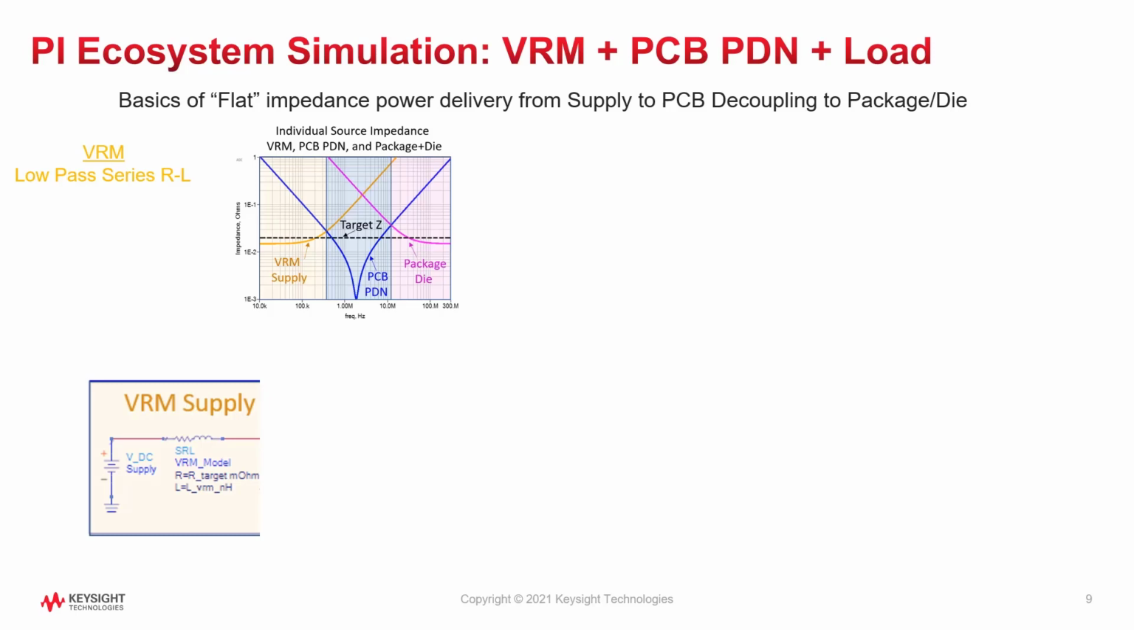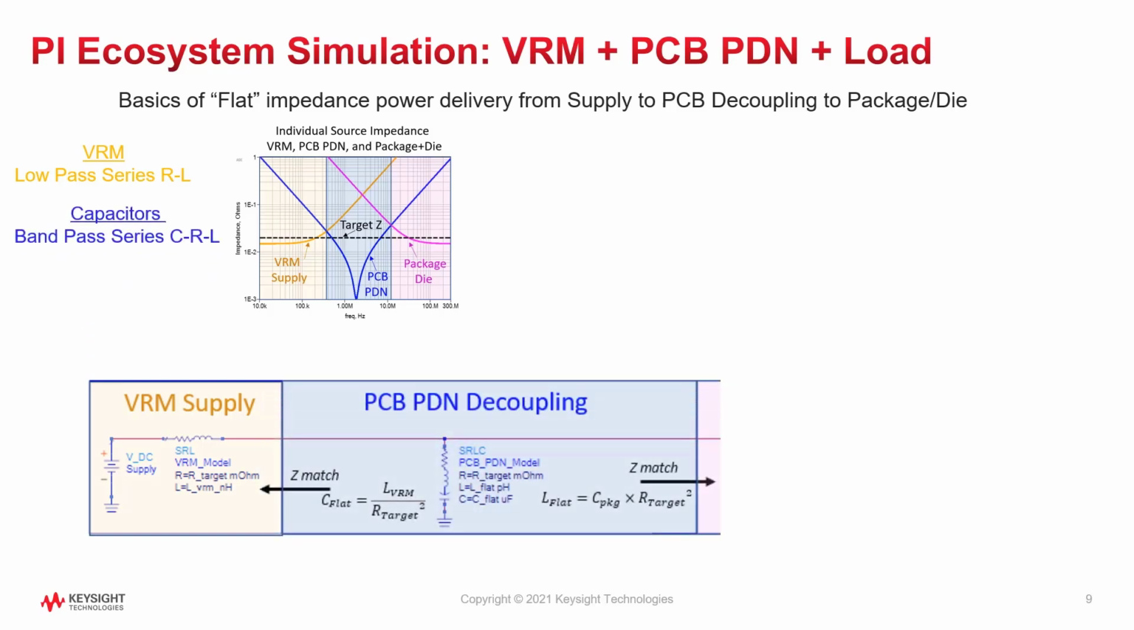At the frequency where the VRM stops delivering adequate power, it is then the job of the decoupling capacitors to take over. However, capacitors are not ideal, and at frequencies beyond their self-resonance, they become inductors, and they also stop delivering power to the load. The decoupling capacitors look like a bandpass filter that can be modeled as a simple series of C, R, and L.